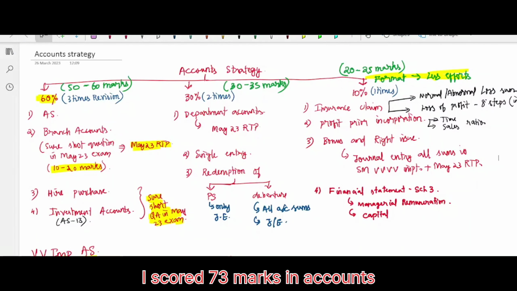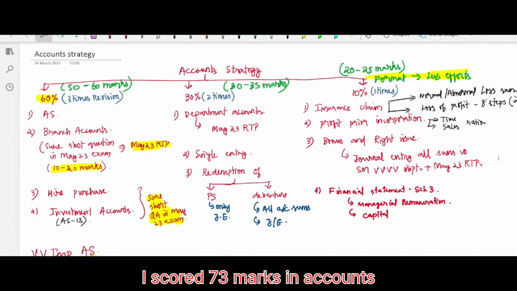You have to remember how to open all the formats of single entry, like how to open the format of the debtors account, what all items are there, and how to open the creditors account. Bills payable, bills receivable, all these accounts you should be able to open properly, so that your answer most probably gets correct.